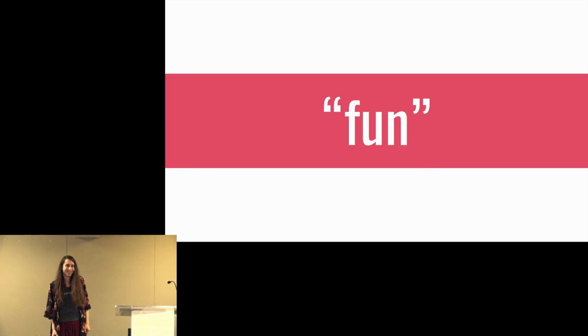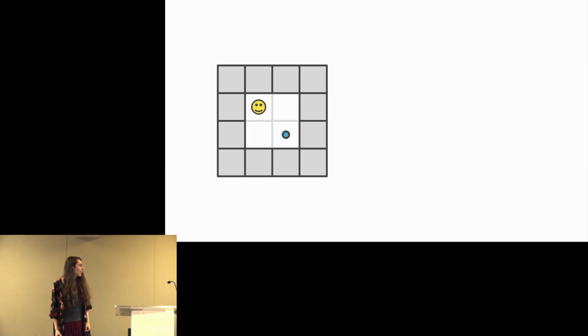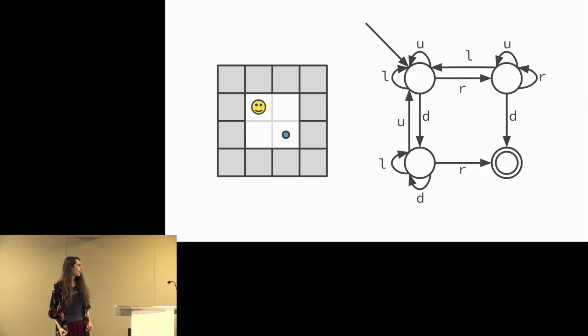Now let's have some fun. So here's a simple game I've devised. You are the player in the top left. You can move up, down, left and right, and your aim is to get the blue circle in the bottom right. Here's the state diagram for that. I've allowed you to walk into walls and not go anywhere, and it's already a little bit messy.